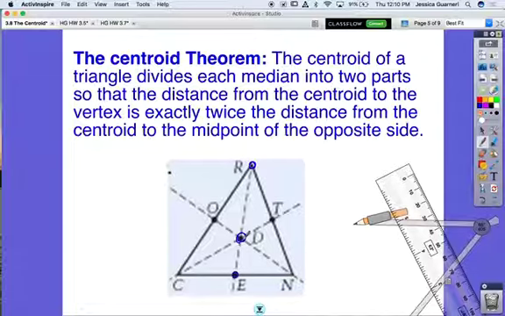This only works with a median and a centroid. Okay? So if DE was length X, what would RD be? 2X. All right? How about if I just know what the longer part is? What if that's Y? That's half of Y. Thank you. You redeemed yourself right there.